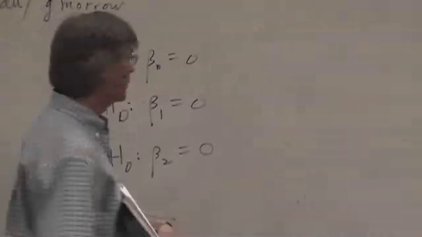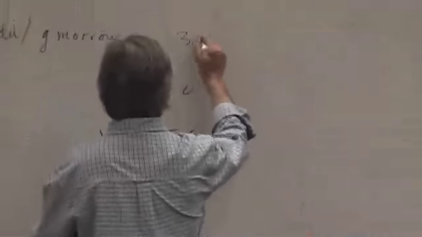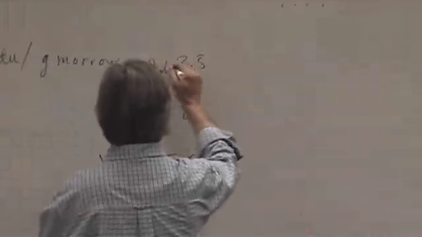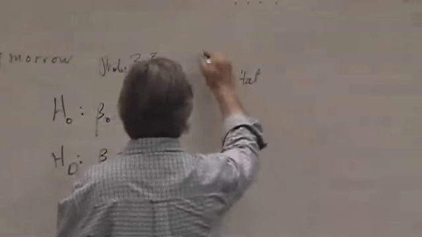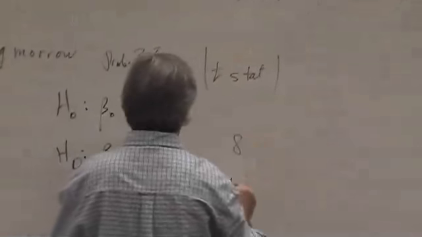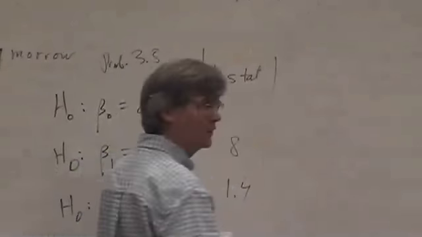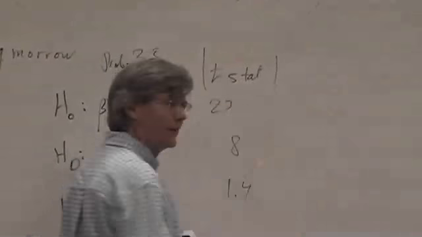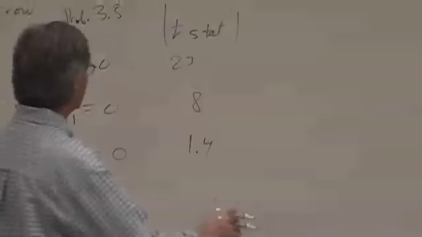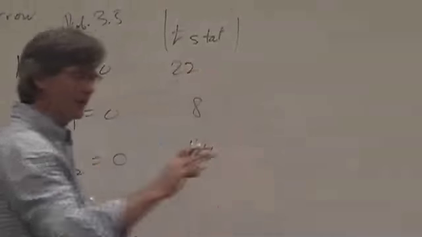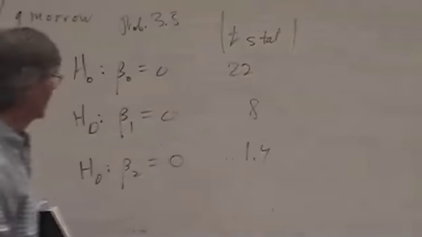In your problem 3.5, I think the t statistics were something like, in absolute value, around 8 and 1.4, and this one was something like 23. It's outrageous. Or 22. Something of that order.